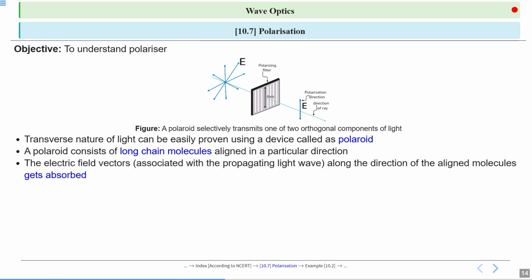Notice how the electric field vectors of the light wave interact with the Polaroid. The vectors that align with the direction of the molecules get absorbed. This selective absorption is what allows the Polaroid to filter light, letting only certain orientations of electric field pass through.